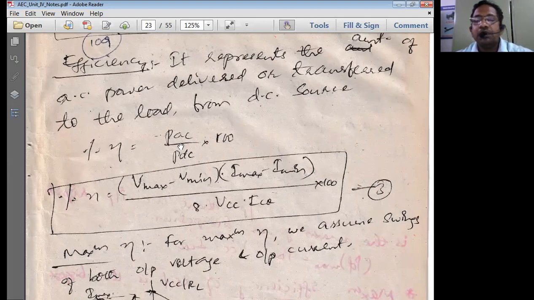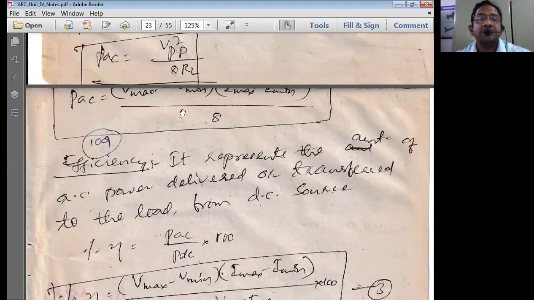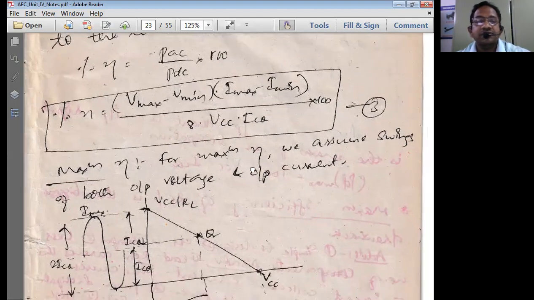What is the output power in power amplifiers? It is the AC power. What is the input power? Obviously, the power due to the supply voltage VCC. So efficiency is PAC by PDC into 100. PAC, just now we got, is Vmax minus Vmin into Imax minus Imin by 8. Same thing I'll write. PDC is VCC into ICQ. Power is equal to voltage into current. As it is DC, we write the voltage and current with the DC notations.